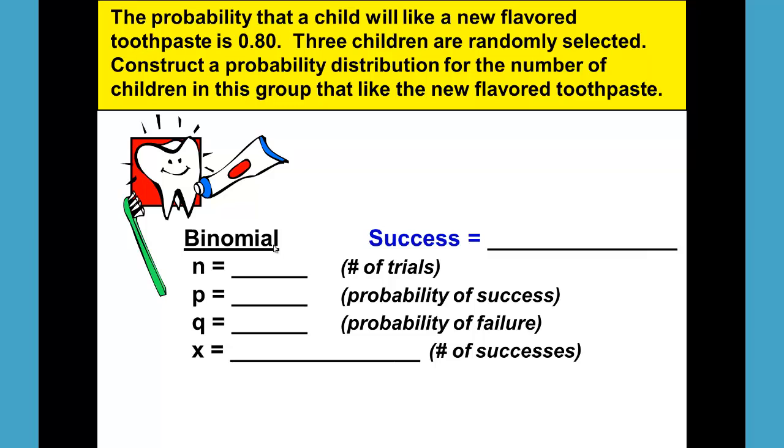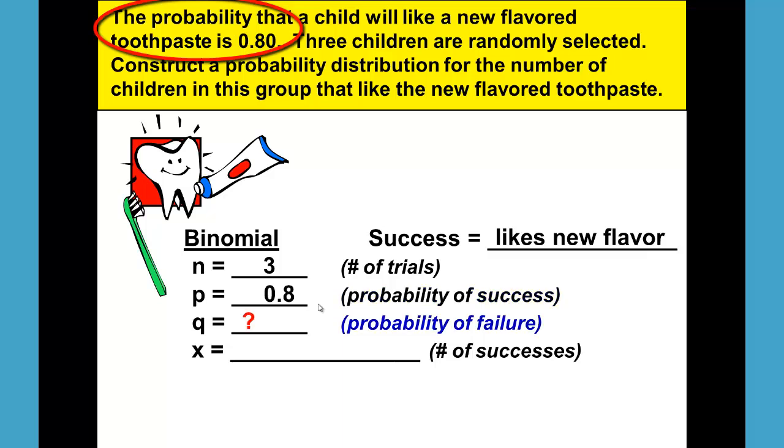Let's look at your success. What are we looking for? We're looking for how many children in this group like the new flavored toothpaste. So a success is that the child likes the new flavor. Next, what is the value of N, or what is our number of trials? Since we're looking at 3 children at a time, our N is 3. The probability of success is the 0.8.